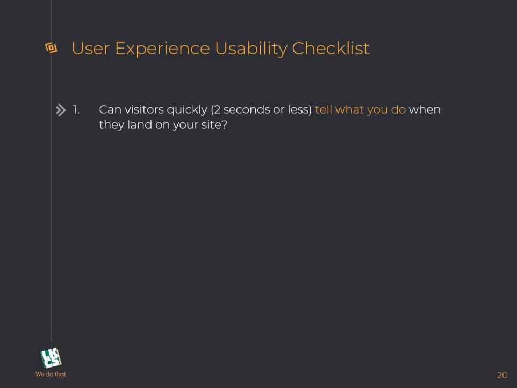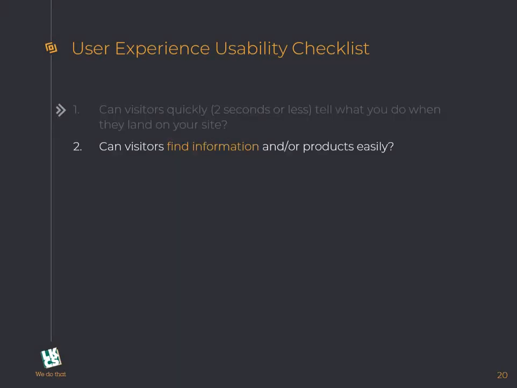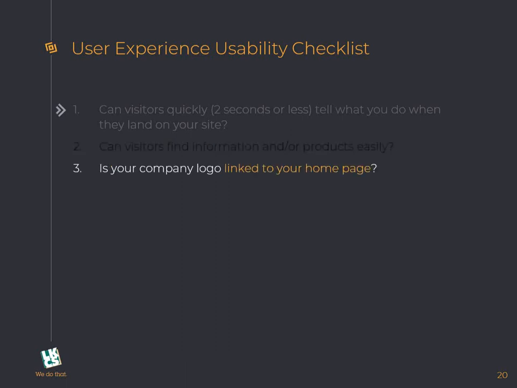So a usability checklist for you is, can visitors quickly, like in 2 seconds or less, tell what you do when they land on your site? What do you do? Can they tell that from your homepage? Can they find information or products easily? And we'll talk about navigation as well as we go through. Is your company logo linked to your homepage?